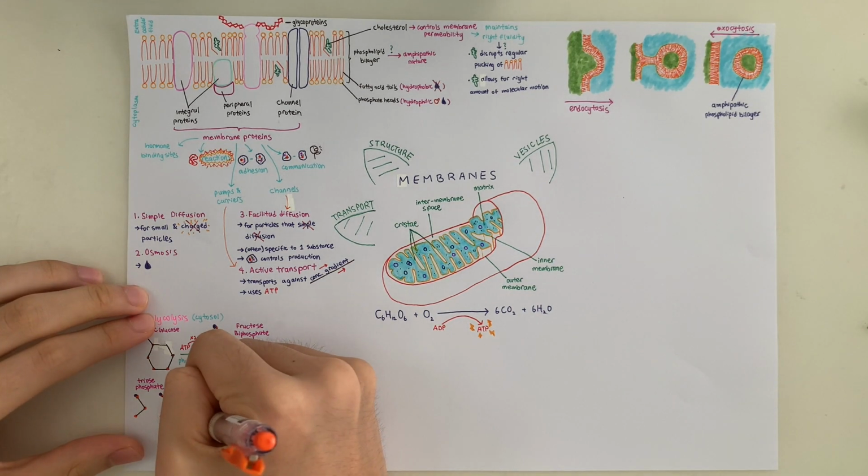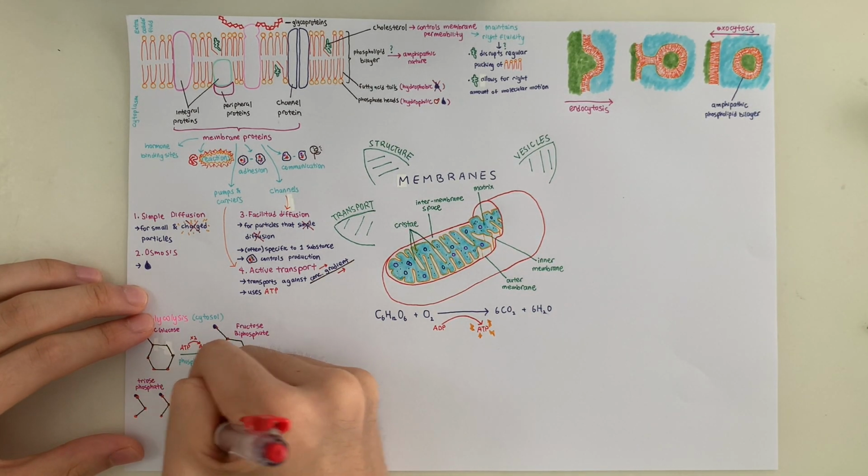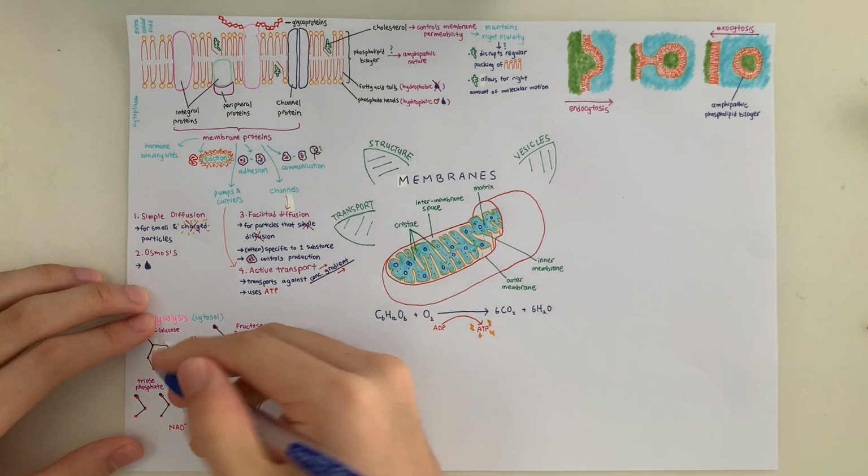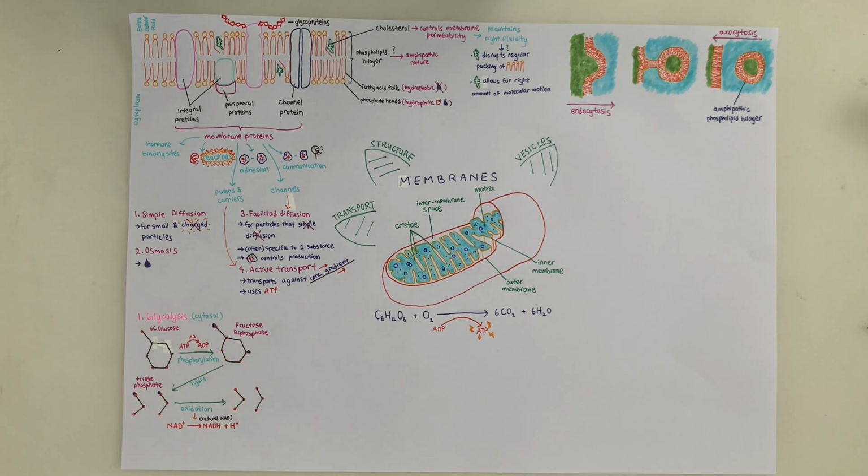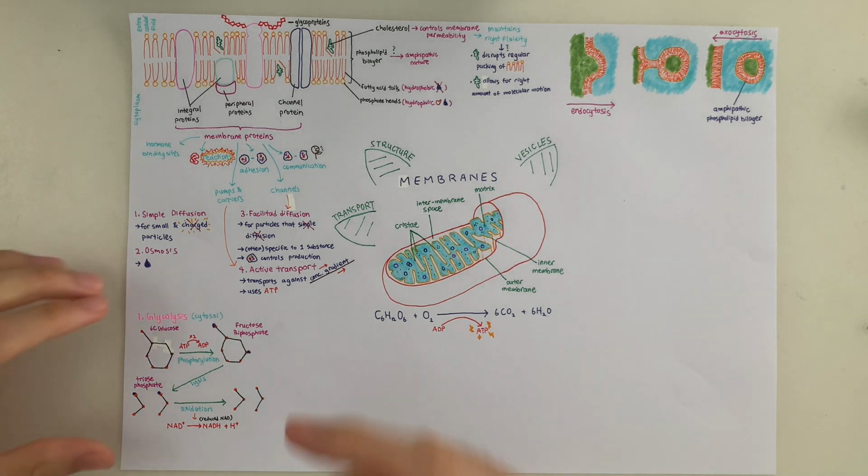This oxidation reduces a NAD molecule to reduced NAD, where reduced NAD is now an electron carrier. The role of reduced NAD will be seen in the electron transport chain later on.